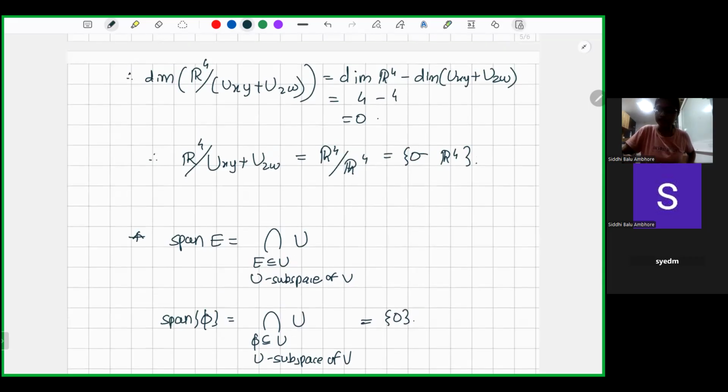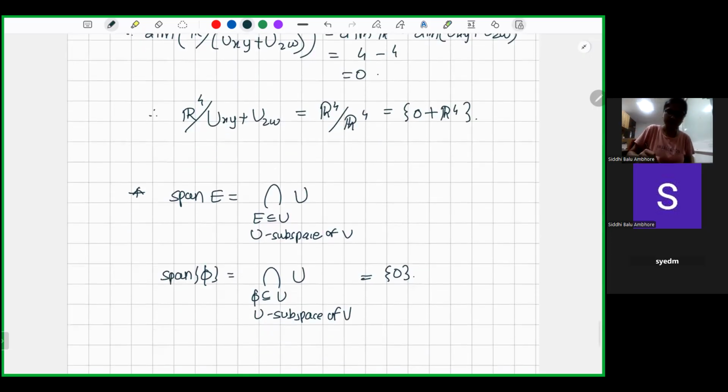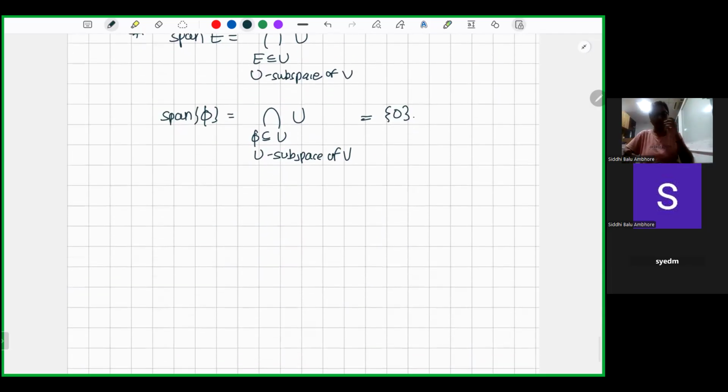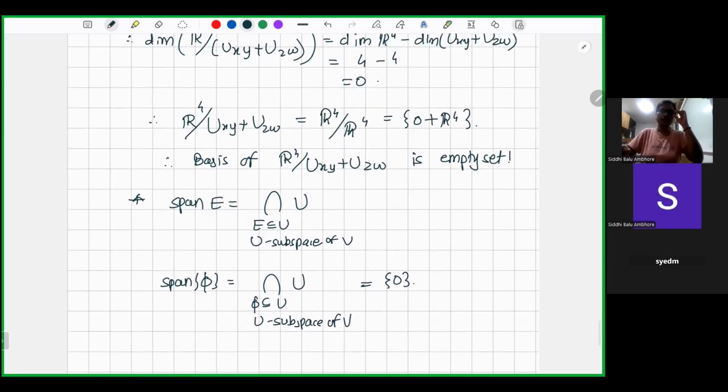So for vector spaces, therefore, the basis of R4 quotiented by UXY plus UZW is the empty set. I hope you got the idea of what we are trying to say here.